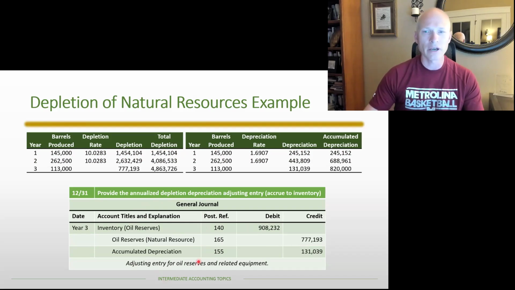All right, well, I'm going to stop there, and then we'll pick up on amortization of intangible assets in the next one.